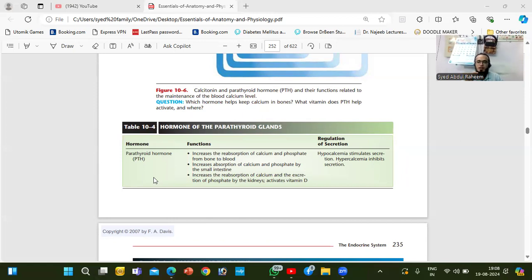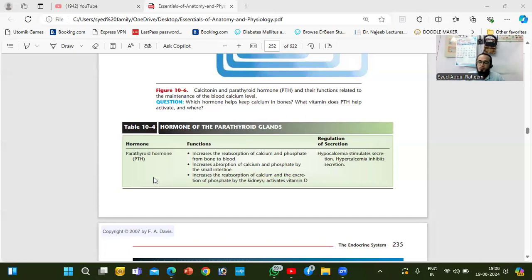So what will parathyroid hormone do? The parathyroid hormone is activated and goes to the bone and interacts with the bone, and the bone releases calcium from its storage area. Then the calcium comes into the blood and the normal level of calcium is restored in the blood.